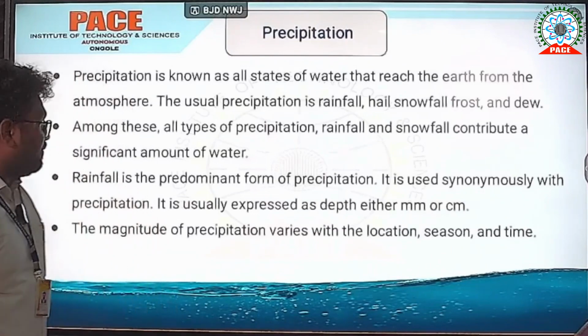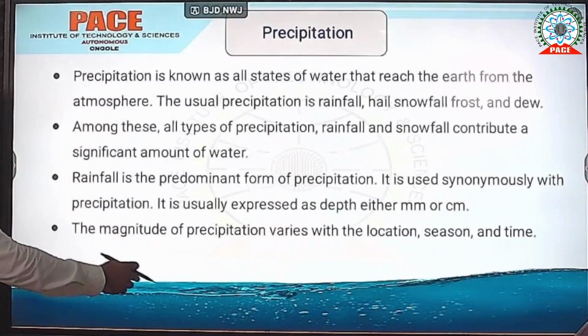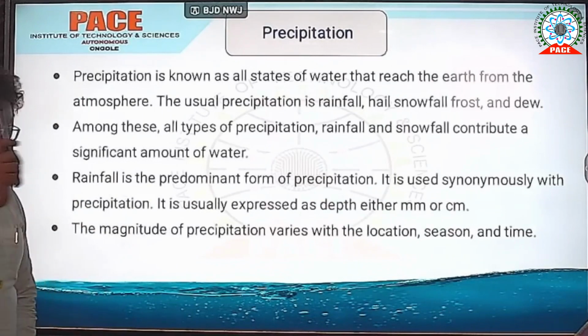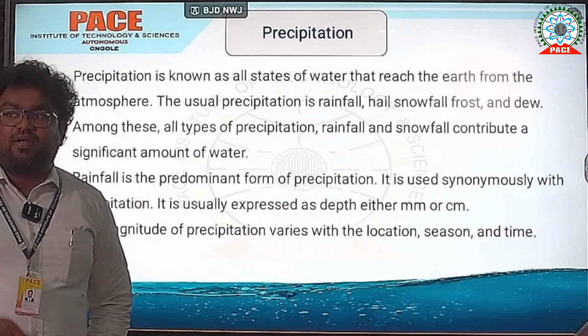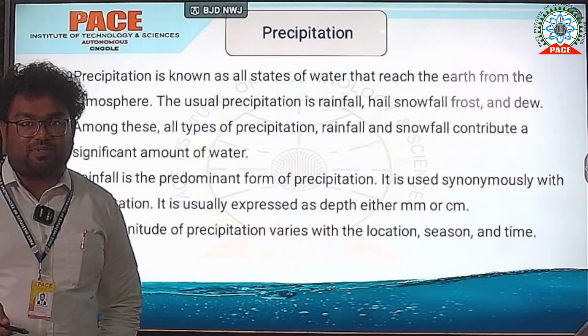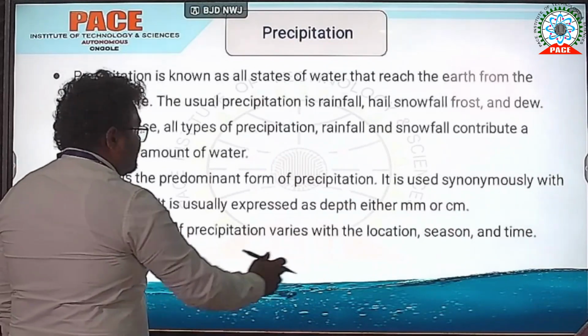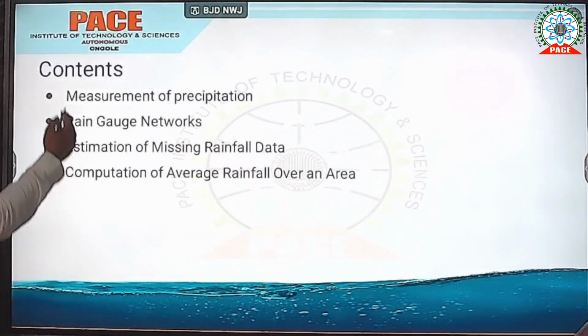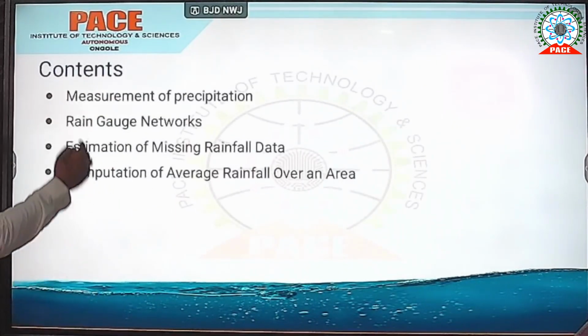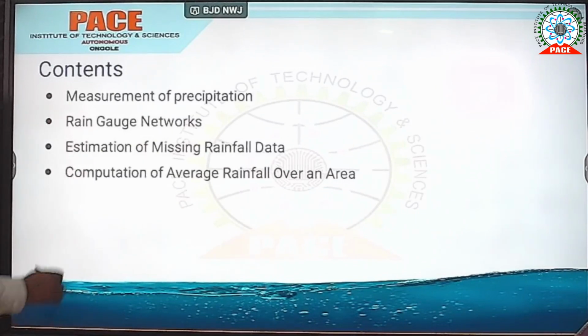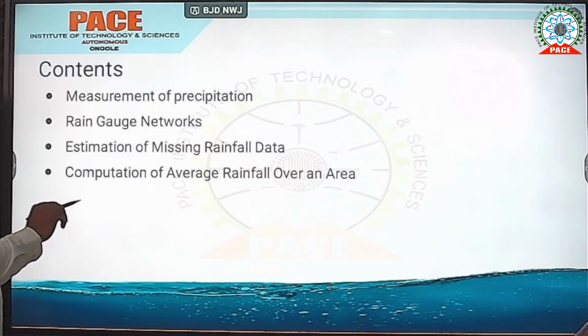Now we have known the types and forms of precipitation. Let us go deeper into this concept. These are the contents we are going to discuss in this lecture. We will be discussing measurement of precipitation, rain gauge networks, estimation of missing rainfall data, as well as computation of average rainfall over an area.